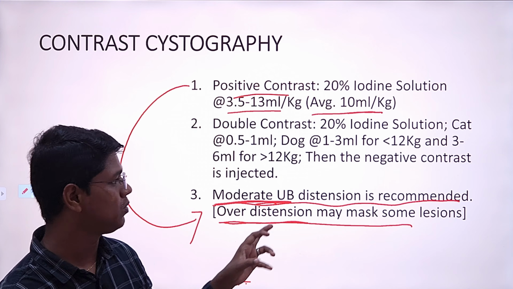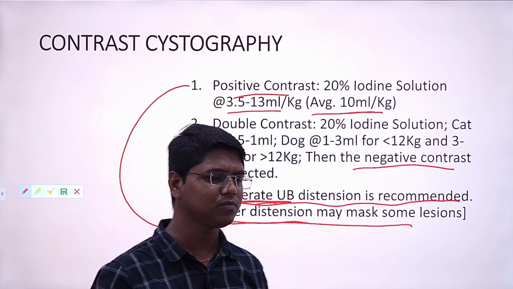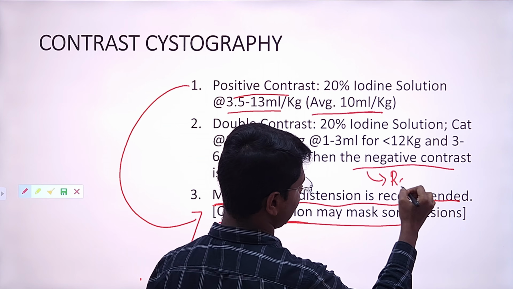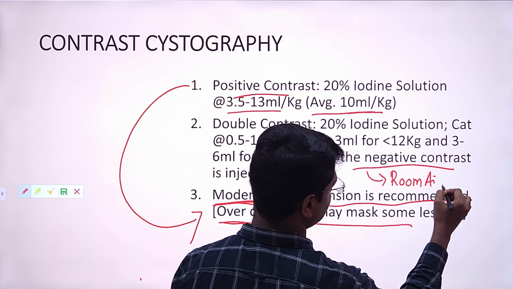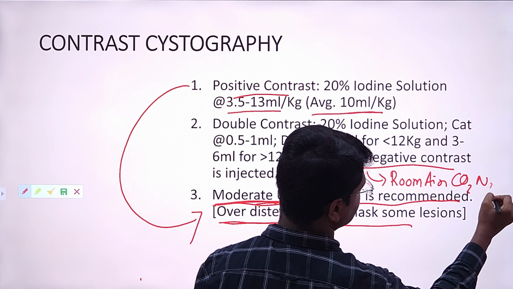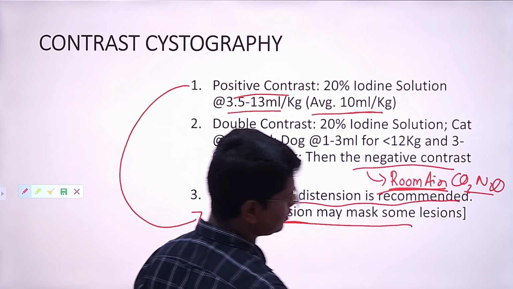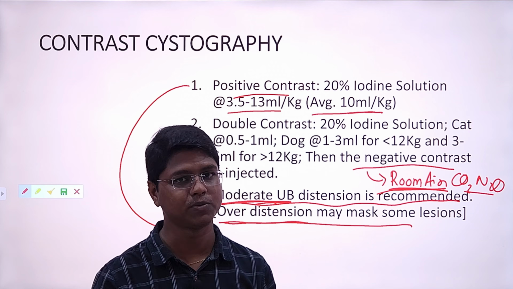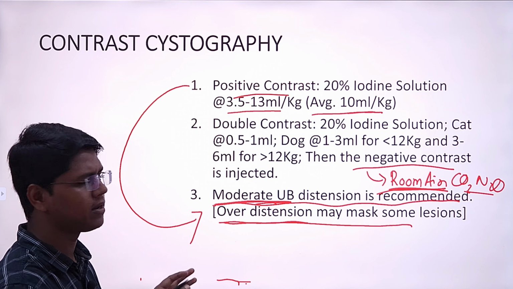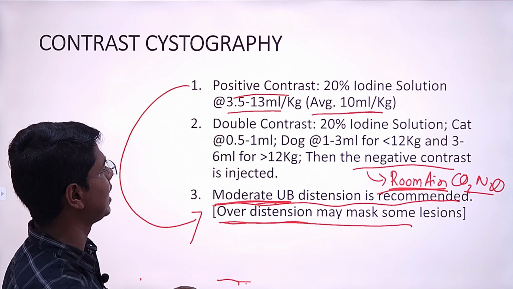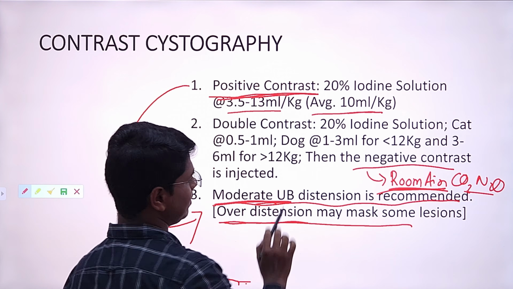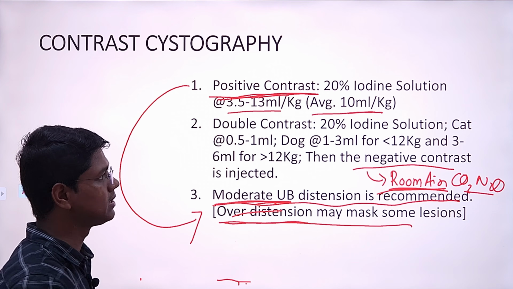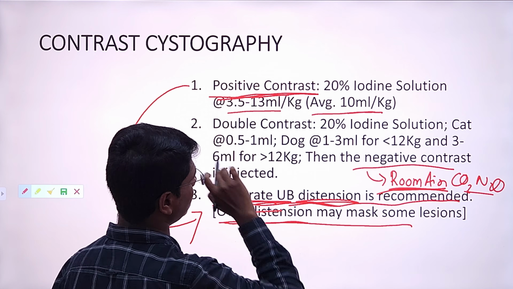Another thing you have to remember while giving the negative contrast: the contrast agent can be room air, carbon dioxide, or nitrous oxide. Especially when you are using room air, you may find gas embolization of the circulatory system. Though it is very rare, it can happen. Now while giving the positive contrast, remember moderate urinary bladder distension. By external palpation you can do that. You have to do this moderate distension.